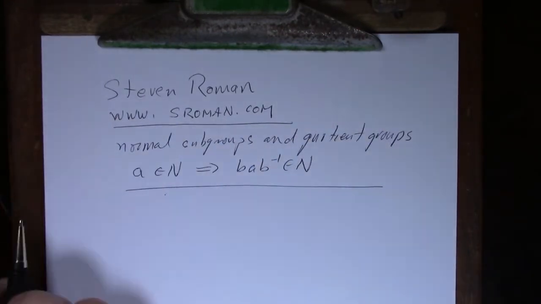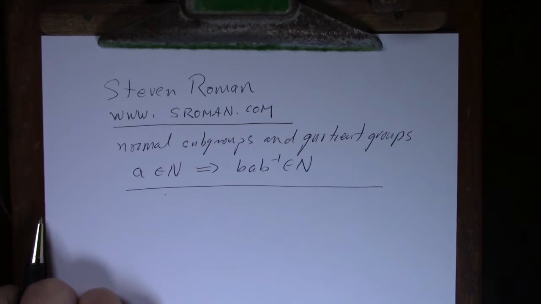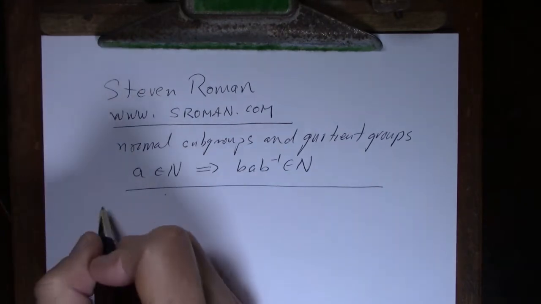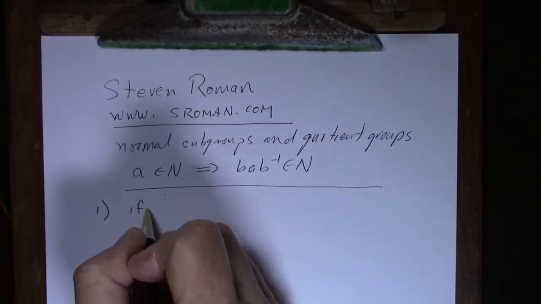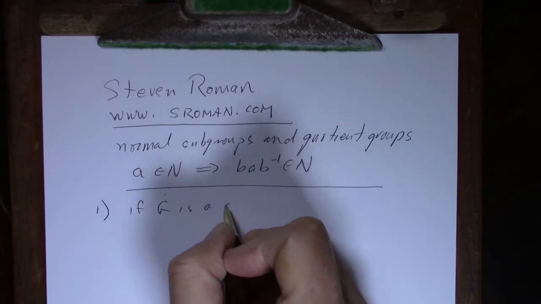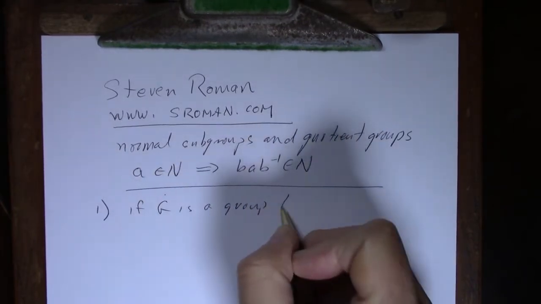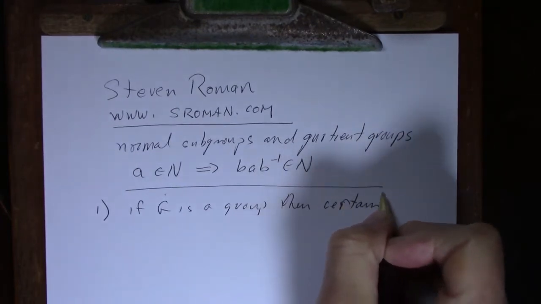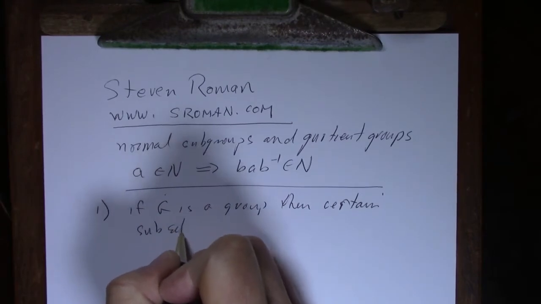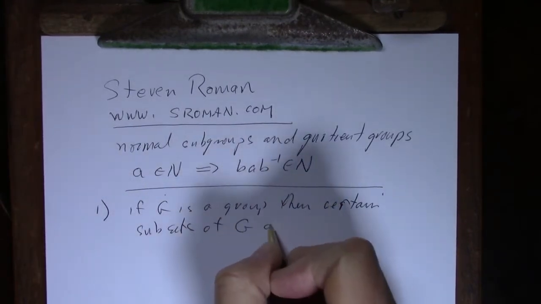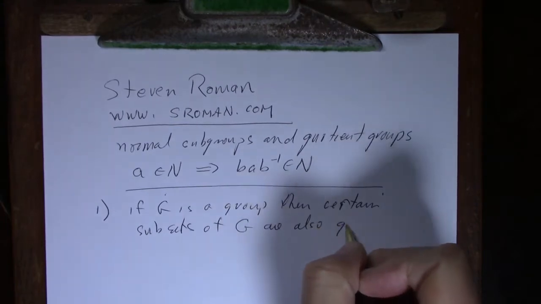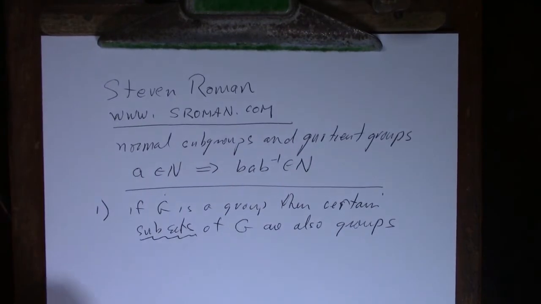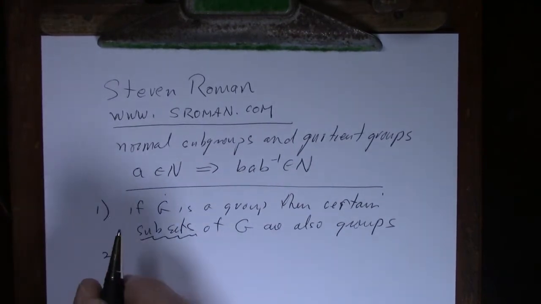One of the most common themes in mathematics is making new things from old things. In group theory, for example, we have several cases of that. If G is a group, then certain subsets of G are also groups. Those are the subsets we call subgroups. I don't need to define those for you, I'm sure you already know.